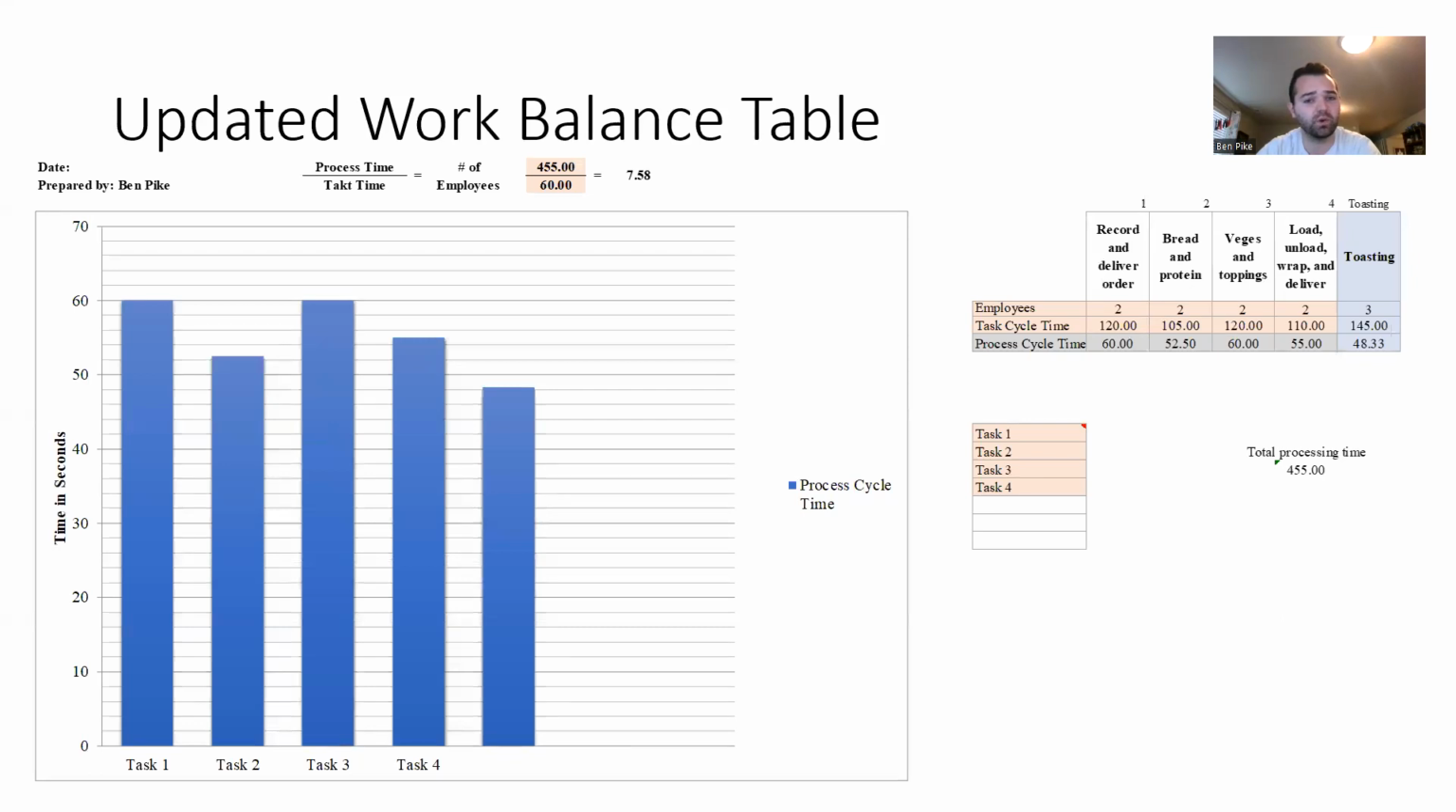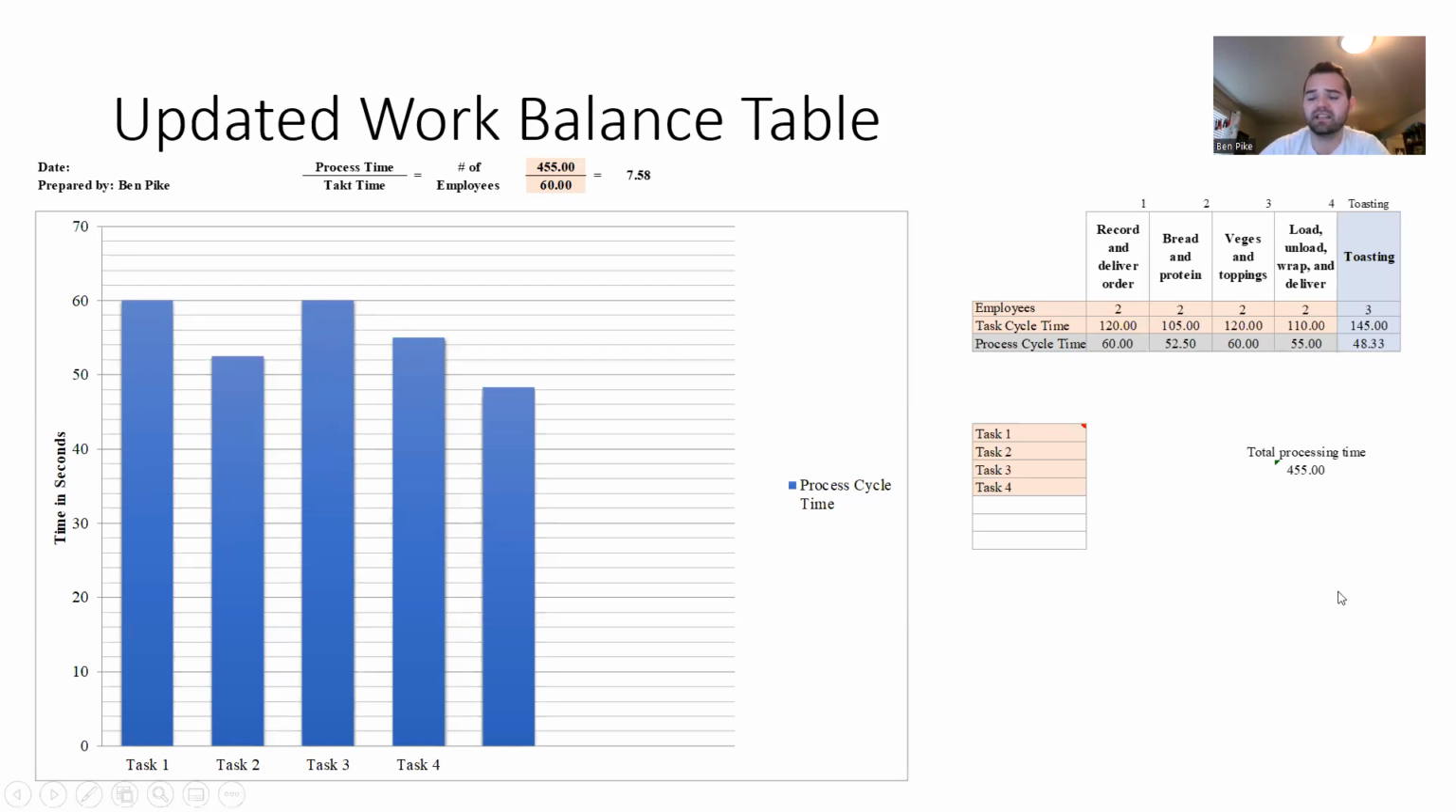So this is our updated work balance table. As you can see, we've consolidated some of the tasks here. The first task, which was originally staffed by 3 employees, is now staffed by 2. And it's the same, record and deliver the order. And as you can see, process time 60 seconds, perfect, right where we need it to be.